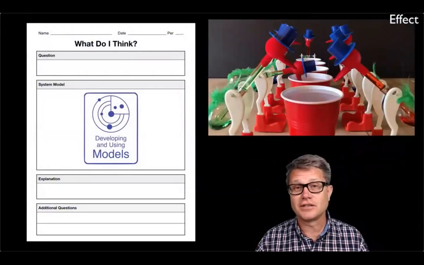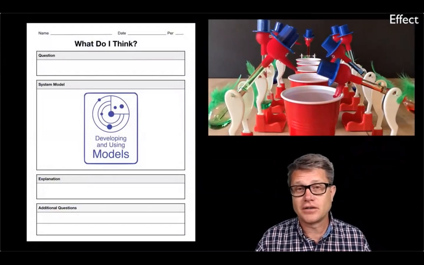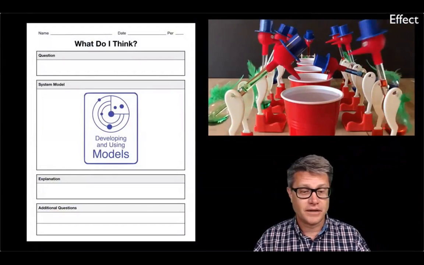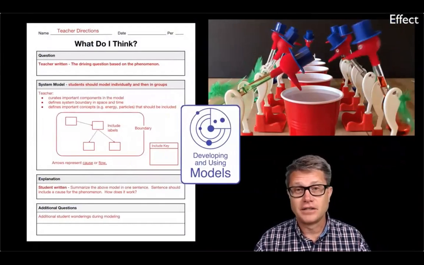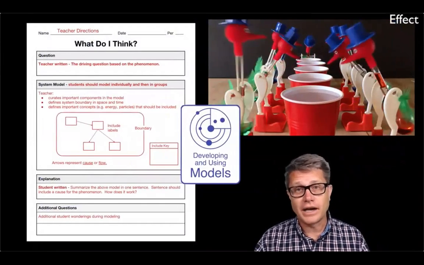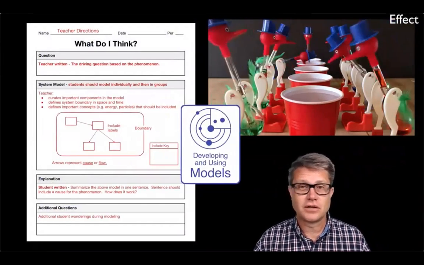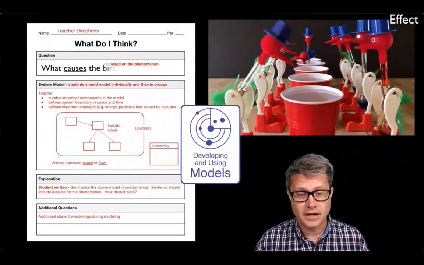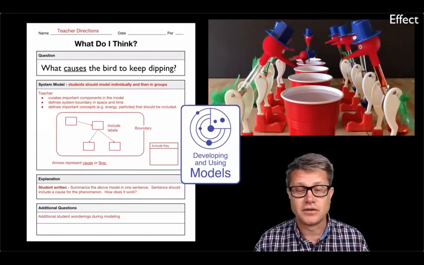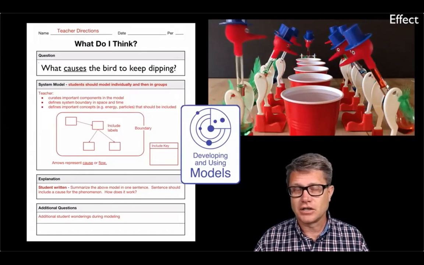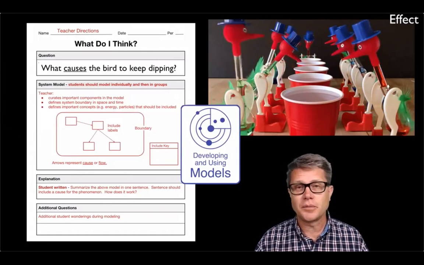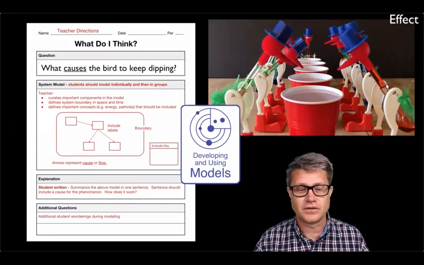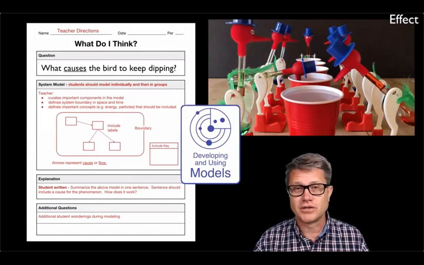But if you're just getting started, this is a graphic organizer that I use with students on the left side. I've got also a teacher version of it, so you could look at what I think are the big elements that you should use as a teacher. But what we essentially want them doing is telling us what they think. And so let's say we're looking at these birds that are dipping. As kids are just getting started constructing these explanatory models, you probably want to give them the question that they're trying to answer. In this case, what causes the birds to keep dipping?